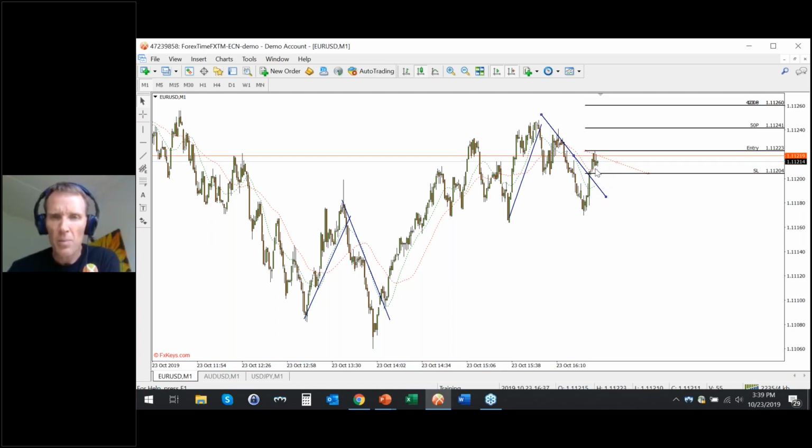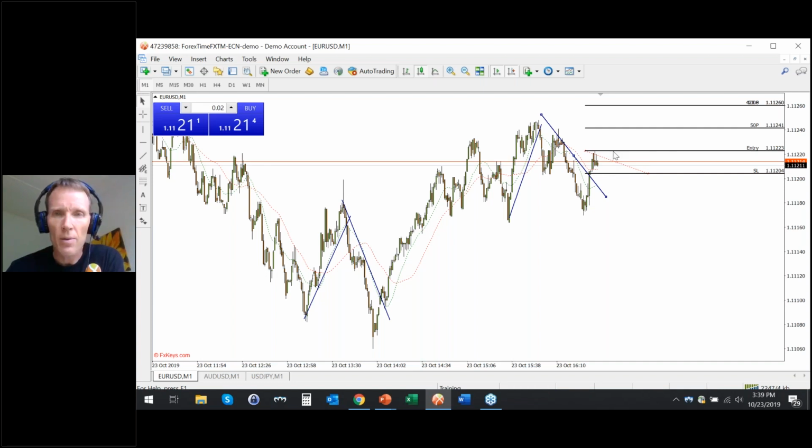Is this a proper pullback? Some might say no, it's nooks and crannies. Others will say yes, it's enough. That's going to depend on you. That's why you have to practice and make this your own. For the sake of this practice, I'm going to say that is a decent pullback, and if it goes up now, I will enter there with a buy.